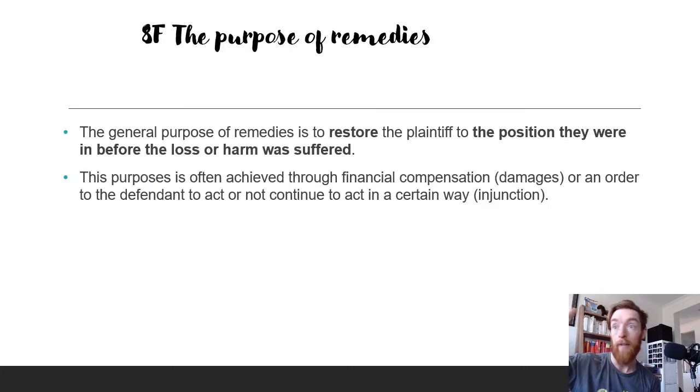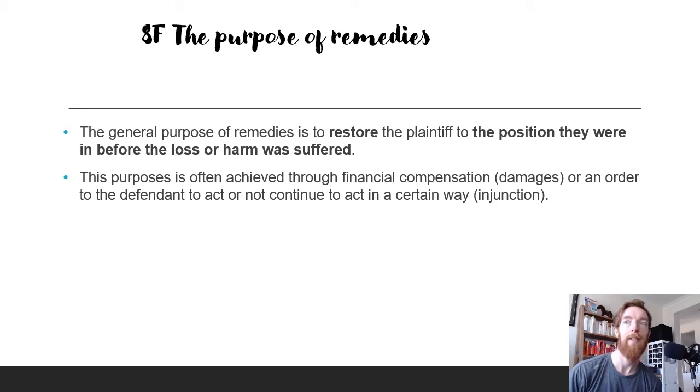Then we get into the second half of what we're going to be doing today, the purpose of remedies. So the general purpose of remedies and all the things we talk about in civil law is all about restoring the plaintiff to the position they were in before the loss or harm was suffered. And this is often achieved through financial compensation, which we call damages, or an order for the defendant to act or not continue to act in a certain way, which we call an injunction. The reason why we do this is because often you can't actually return the person to the situation they were in. So we try and fix that with money or with an action by the person involved.